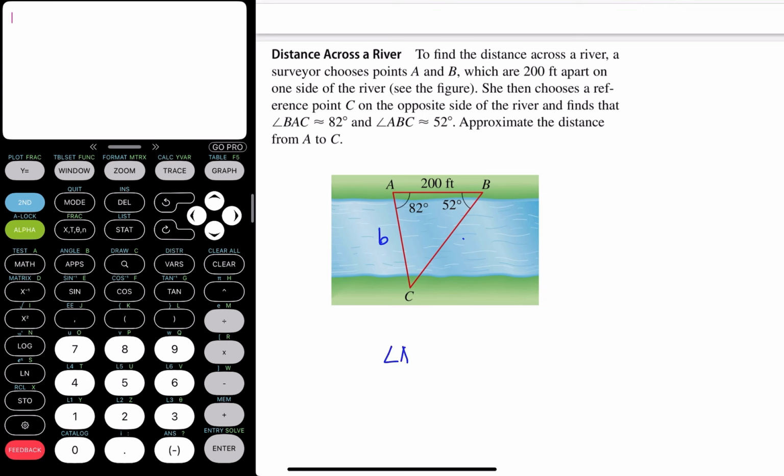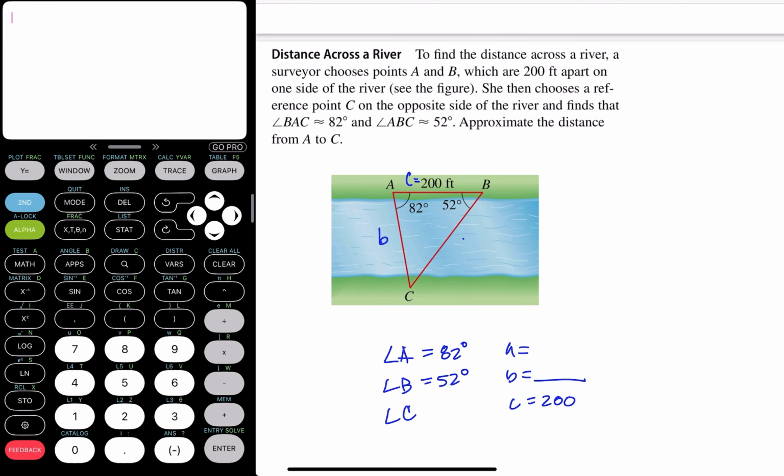So we've got angle A, angle B, angle C, and sides A, B, C. This is going to be little c, and I know that little c is 200. Angle C I don't know yet, but angle A is 82 degrees and angle B is 52 degrees. That's all I'm given. Right now, I'm trying to find little b.